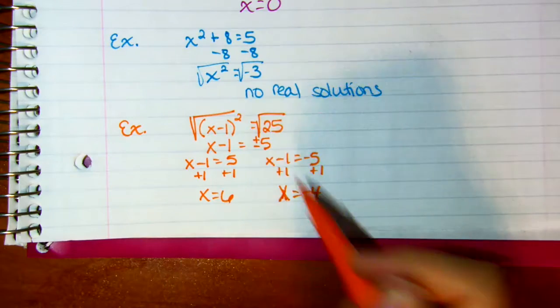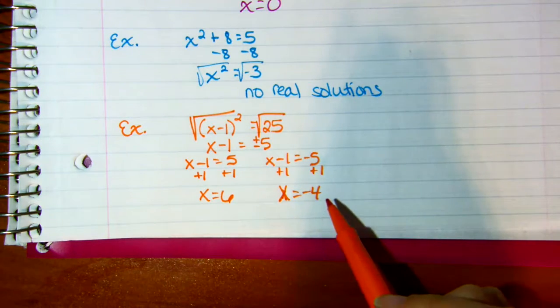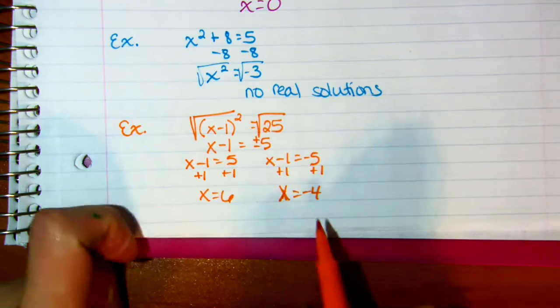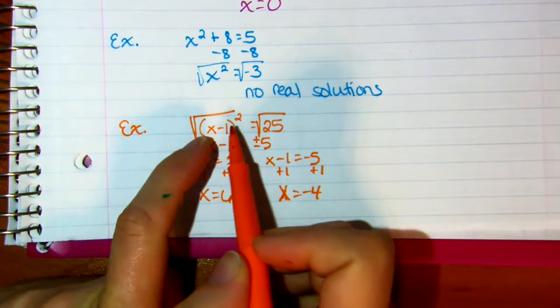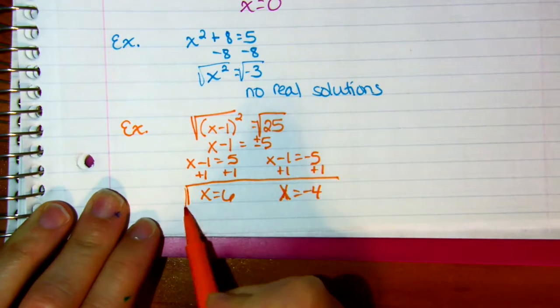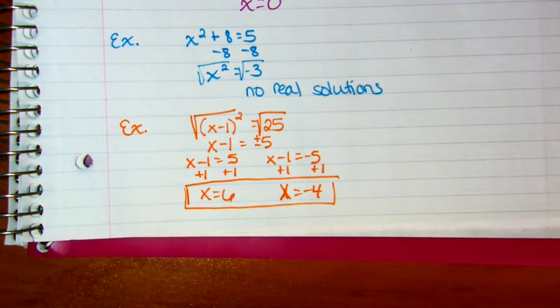So this was another example of two solutions, but when I was solving, I had to do it a little bit differently because I had a quantity squared, not just an x squared. So my solutions here would be x equals 6 or x equals negative 4.